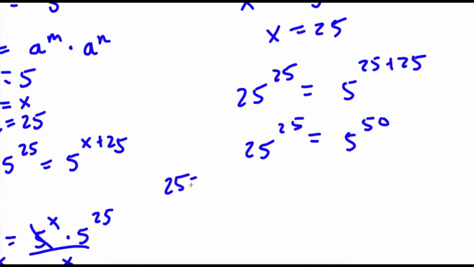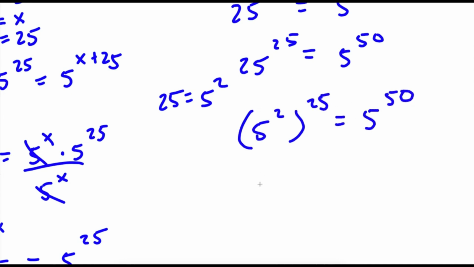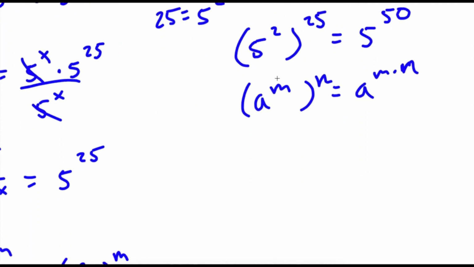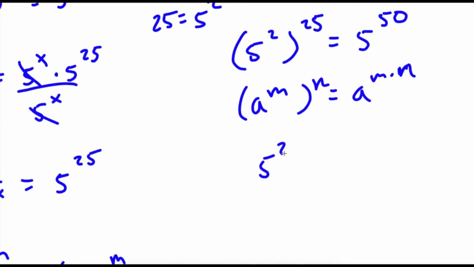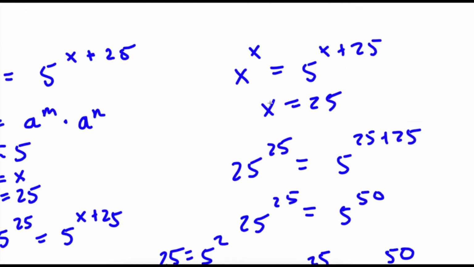Now 25 here, this is the same thing as 5 squared. So now I'm going to replace 25 with 5 squared, so now (5 squared) to the power of 25 is equal to 5 to the power of 50. Now if I have something in the form a to the power of m to the power of n, this is equal to a to the power of m times n. So 5 to the power of 2 to the power of 25, that would equal 5 to the power of 2 times 25. So equal to 5 to the power of 50. 2 times 25 is 50, so I have 5 to the power of 50 is equal to 5 to the power of 50. And because this is right, our solution is right.